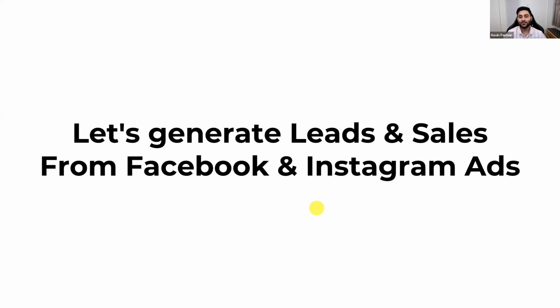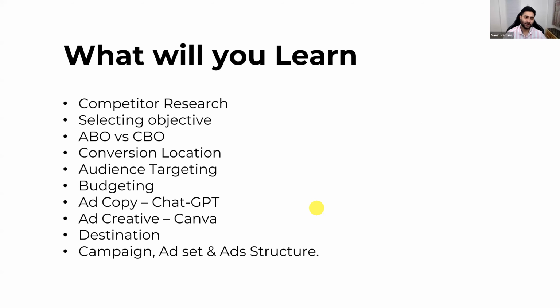Okay, so this is what we are going to do, and this is what we are going to learn. We are going to start from the competitor research. Then we are going to select objectives for your business, for your goals. Then I'm going to explain one thing which has changed the way I run ads in the last 3 months. I recently discovered this, which is ABO versus CBO. Now, what is ABO versus CBO? We are going to understand that.